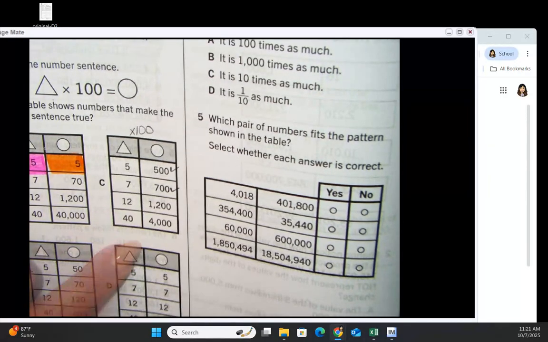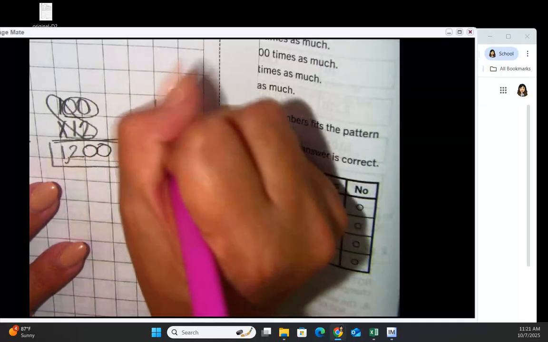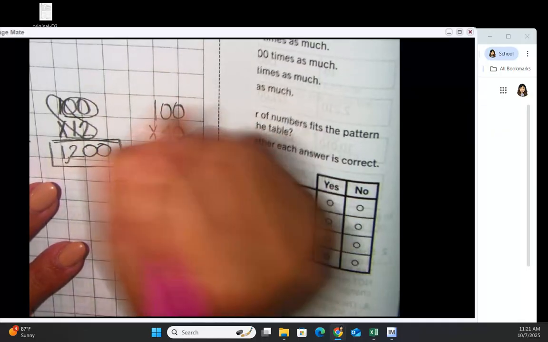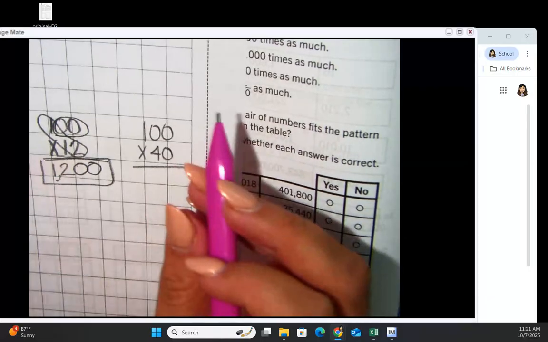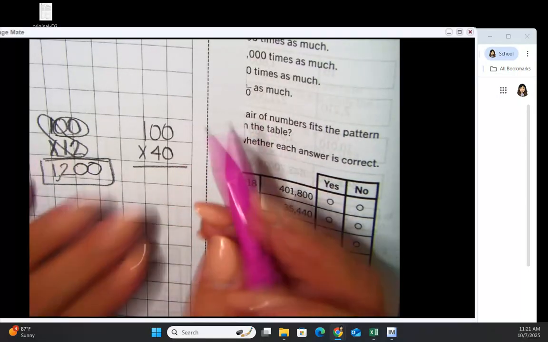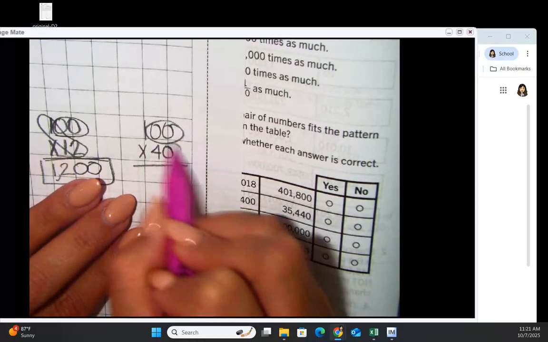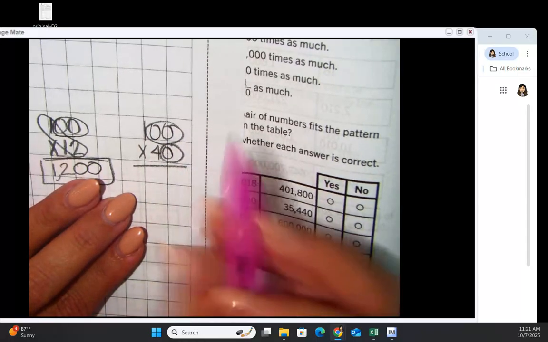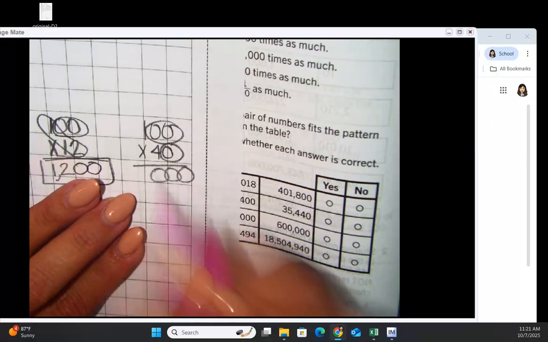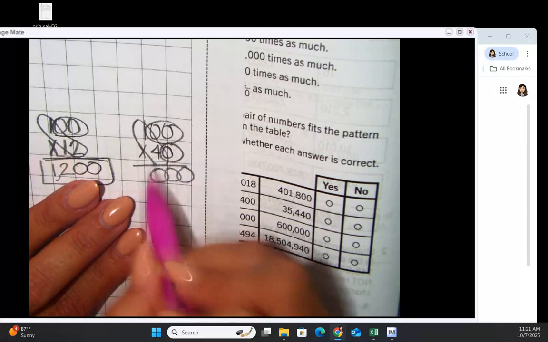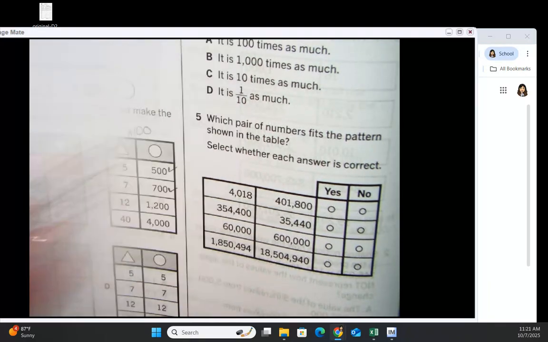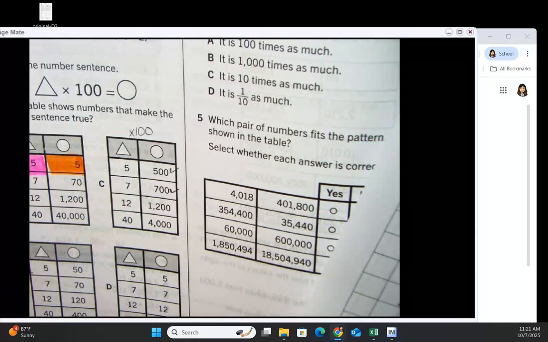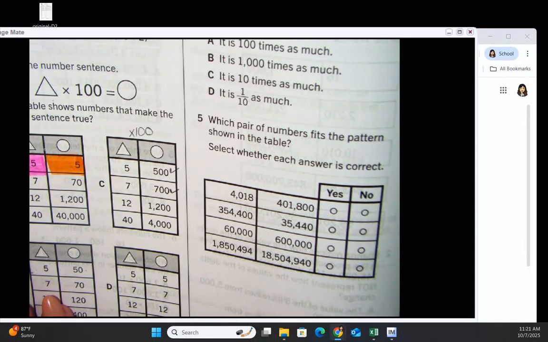And the last one, 40 times 100. I cannot do my butterfly because we don't know how to multiply by 2 digits yet. But I can do my hack. Write 3 zeros, 1, 2, 3, and then multiply 4 times 1. Count your spaces, 4,000. Is this correct? Yes. So my answer should have been letter C. Yay.